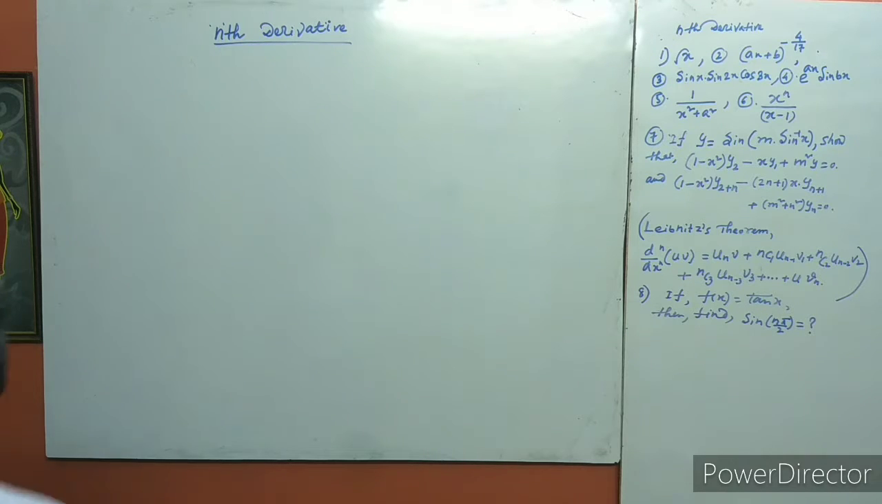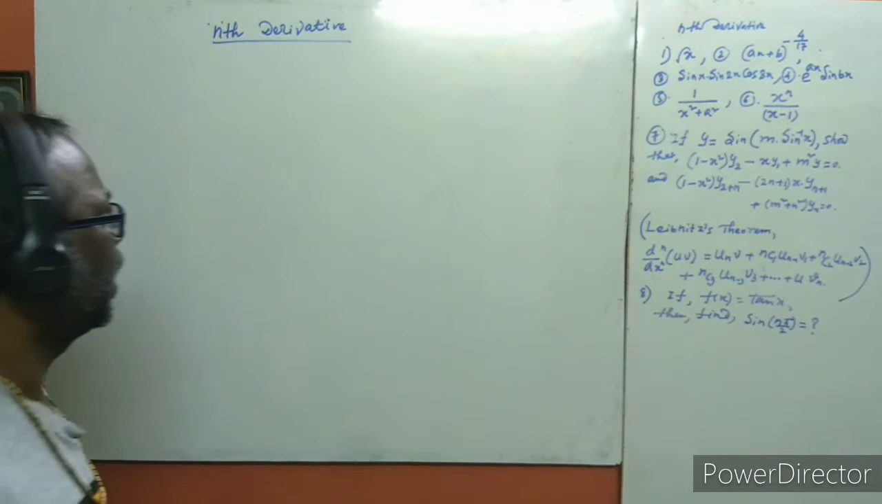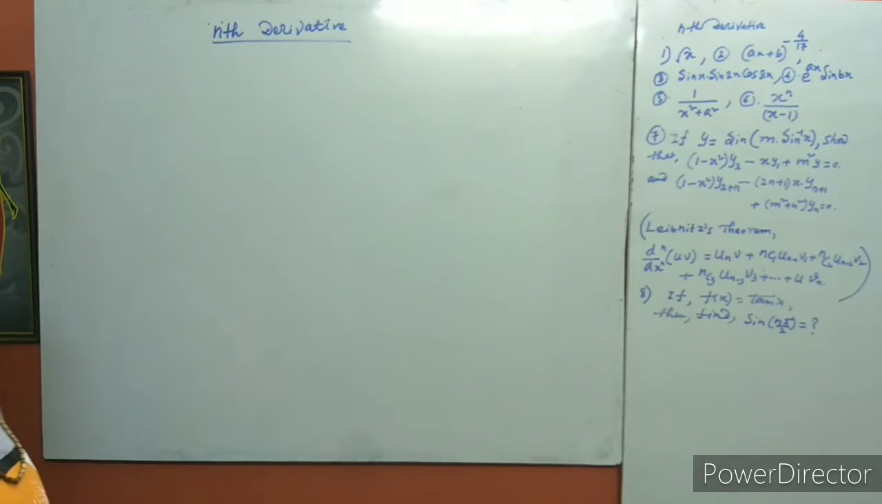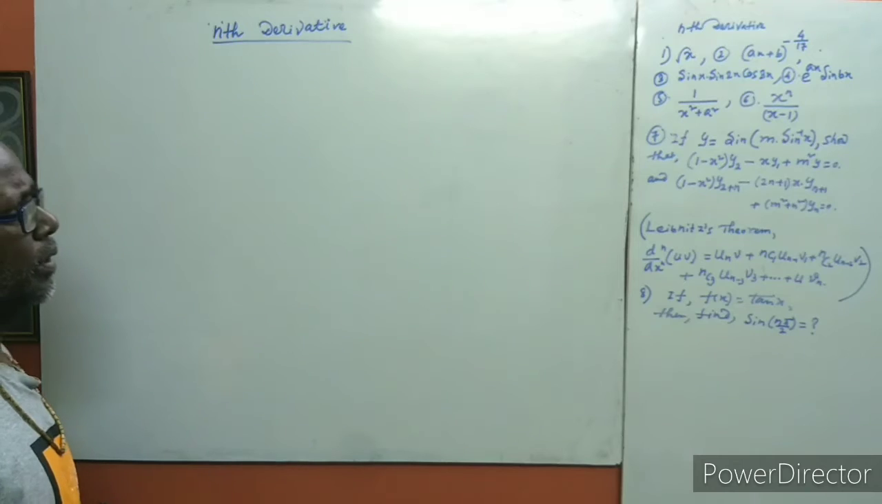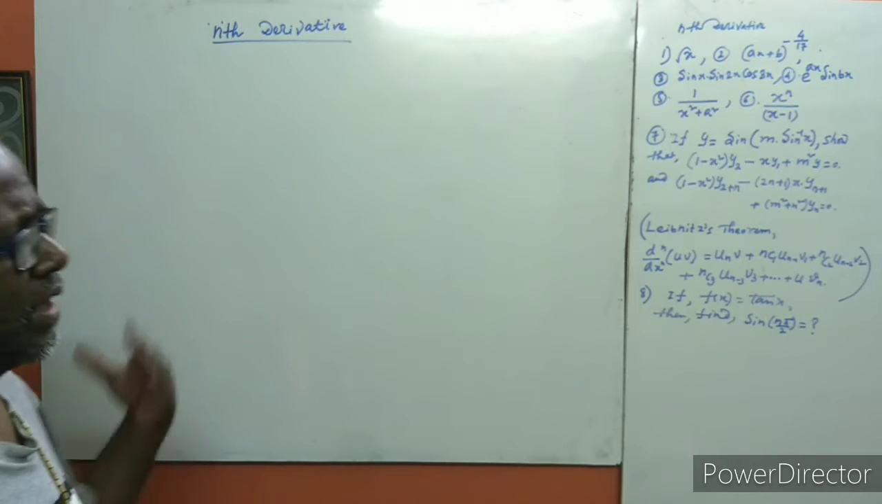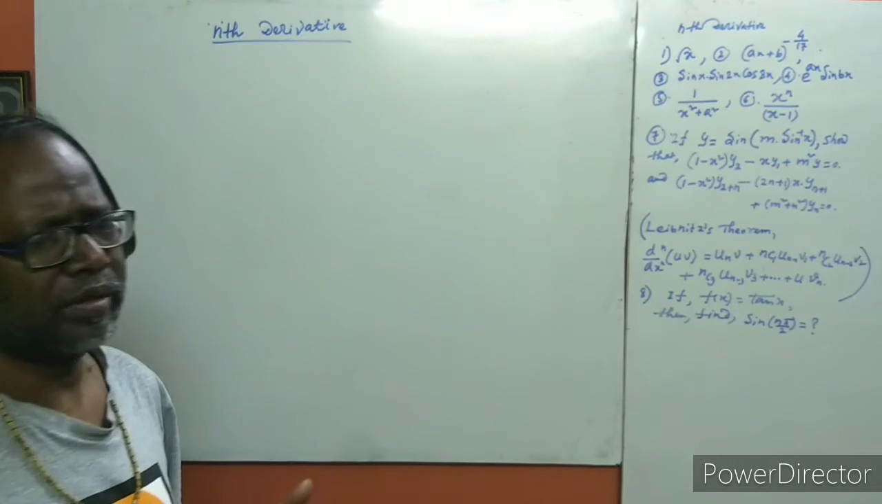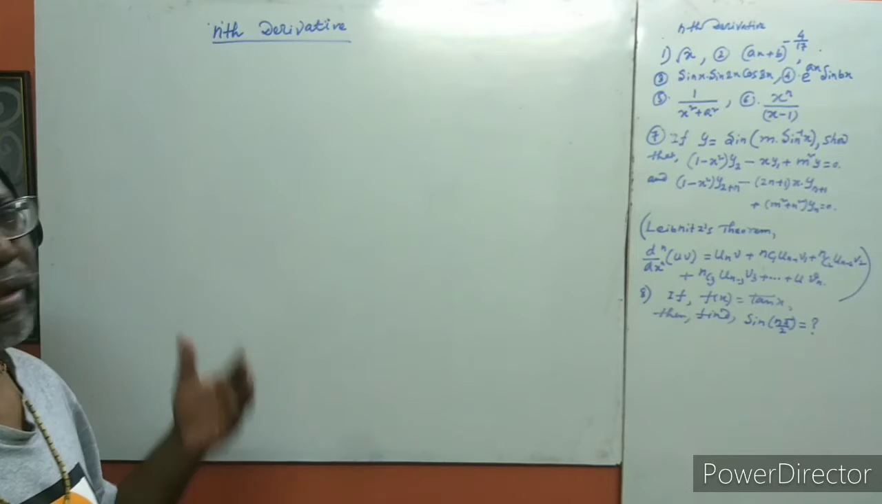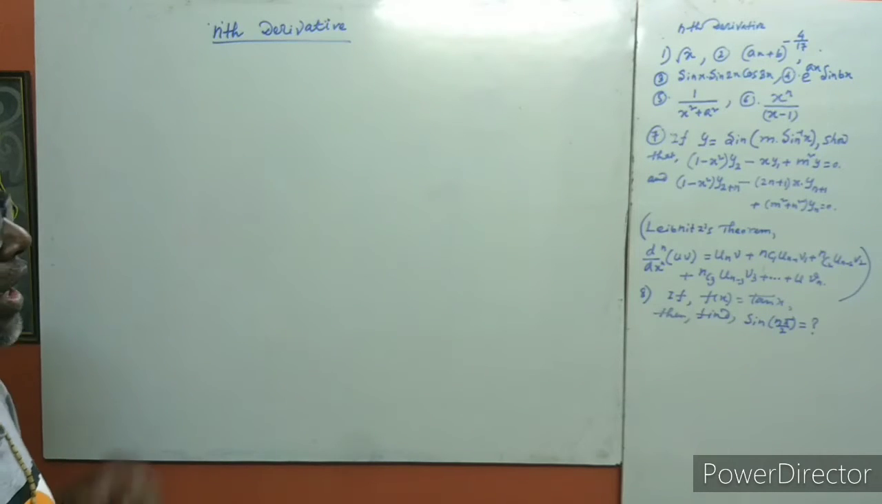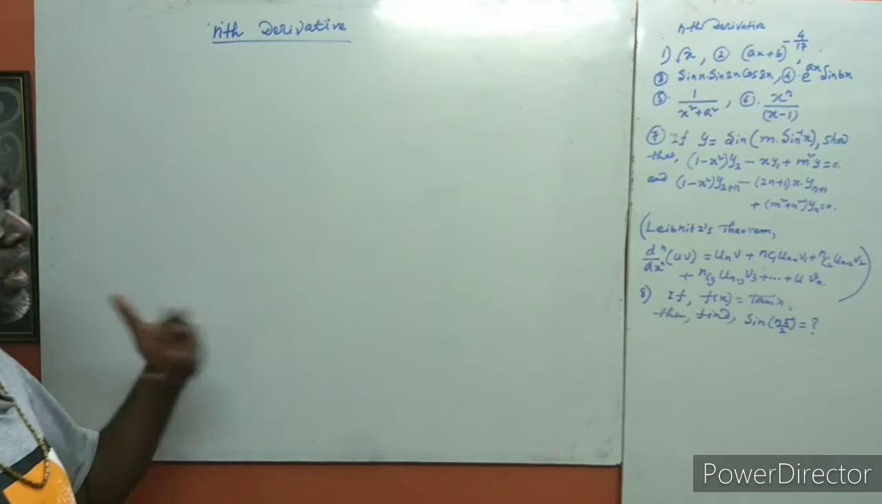This is about successive derivatives, the n times derivative, the nth derivative. Today's class is about the nth derivative. The nth derivative means first derivative, second derivative, third derivative, fourth derivative, and so on up to the nth derivative, where n is an integer, not a fraction. The nth derivative means differentiating n times.